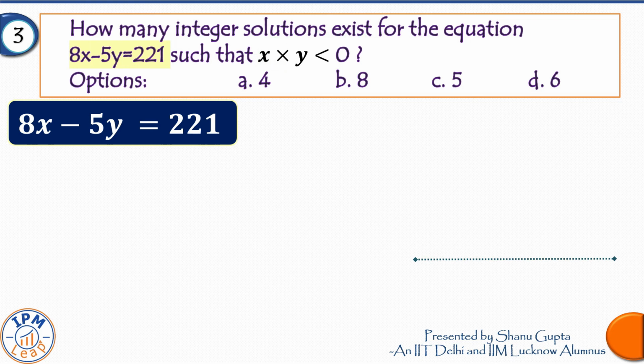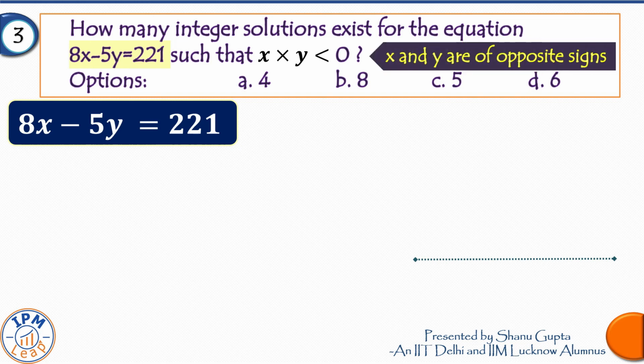Now this condition that x into y is less than 0 simply means that x and y are of opposite signs. If x is greater than 0, then y must be less than 0. And if x is less than 0, then y must be more than 0.